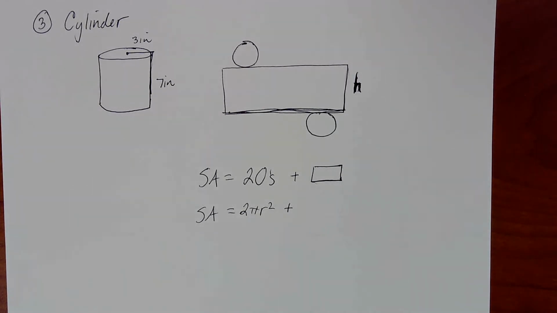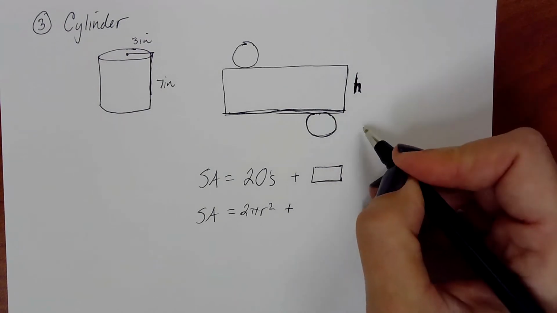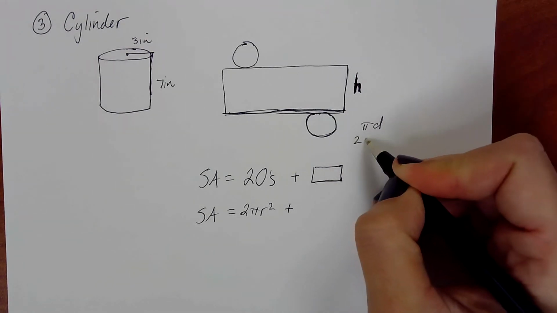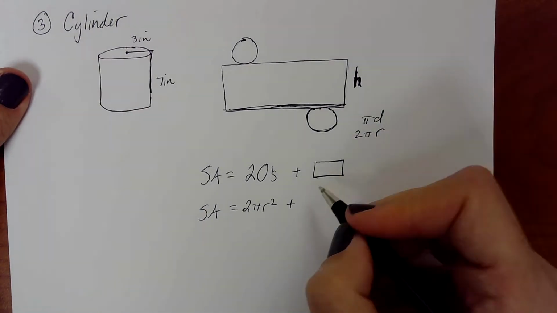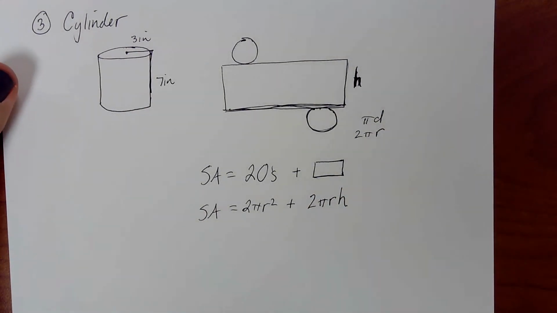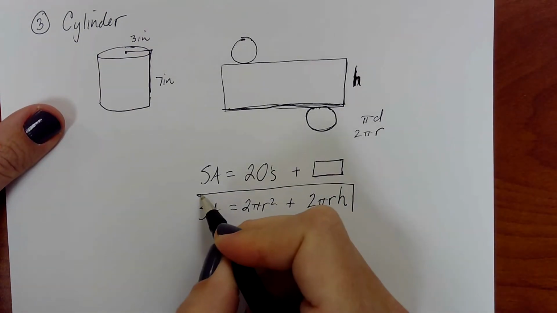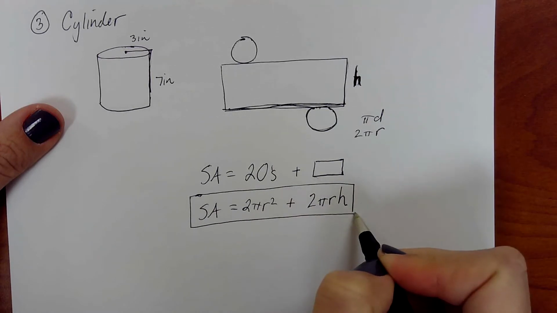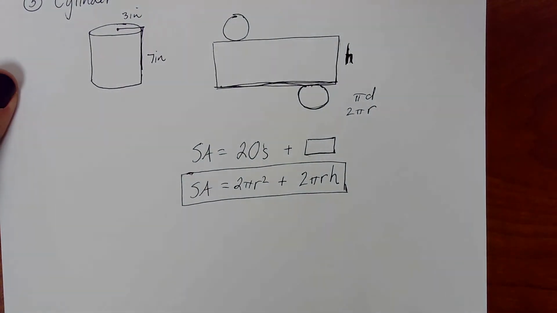Okay, so if the base wraps completely around the circle, that's the circumference. That's pi d, or you could write it 2 pi r. So the base is 2 pi r, and the height is h of the 3D figure. So that is your formula for surface area of a cylinder: 2 pi r squared plus 2 pi r h.